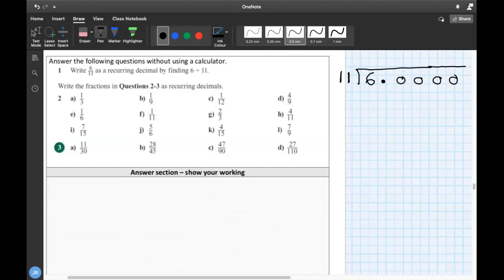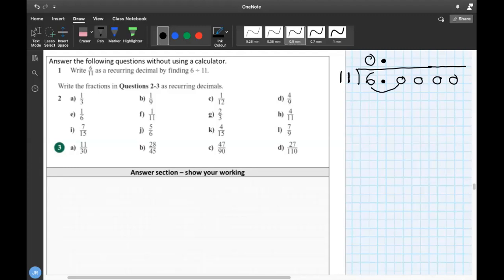So the 11 times table is going to be key here. I can't fit any 11s in 6, so I put a 0 there. My decimal point will stay in the same place, and I now need to join that 6 up to the 0. Some of you might write it like this, but as you're going to see later on in the activity, it can get very confusing laying out your work like this.